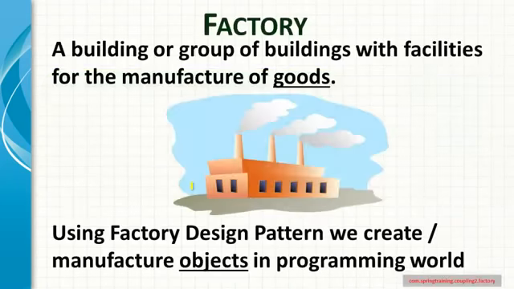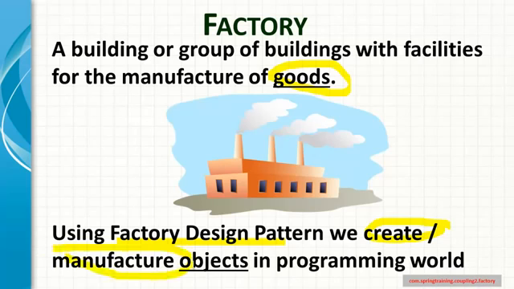Before we delve into the code of the factory design pattern, we first need to understand what this design pattern is and what it does. It's a creational design pattern, one of the GOF patterns. It creates things, right? And what is a factory? The dictionary meaning of factory is a building or group of buildings with facilities for manufacturing of goods. If we talk in terms of the programming world, using the factory design pattern, instead of goods, we manufacture objects. So the factory design pattern is a creational design pattern which helps you in creating objects without polluting your code.